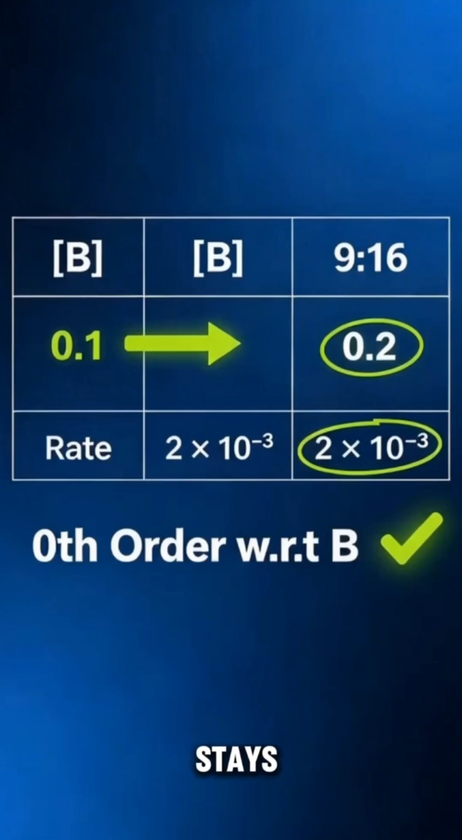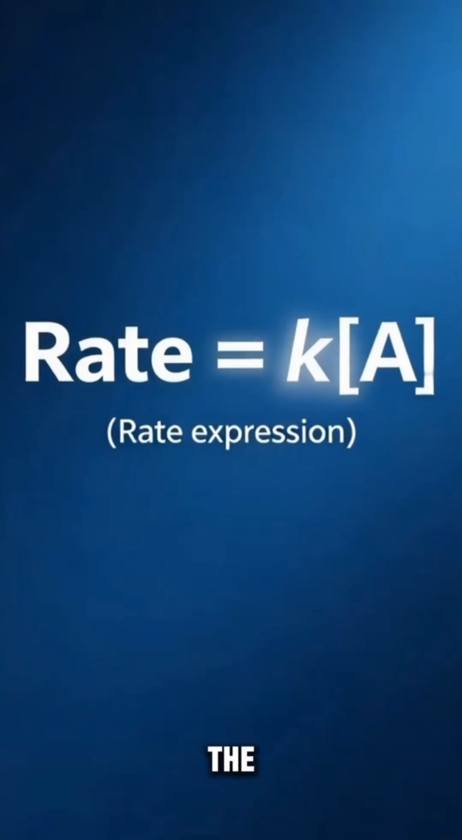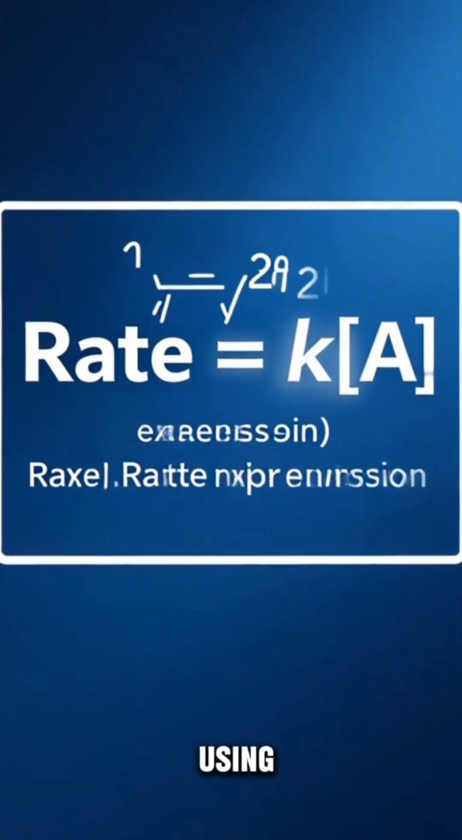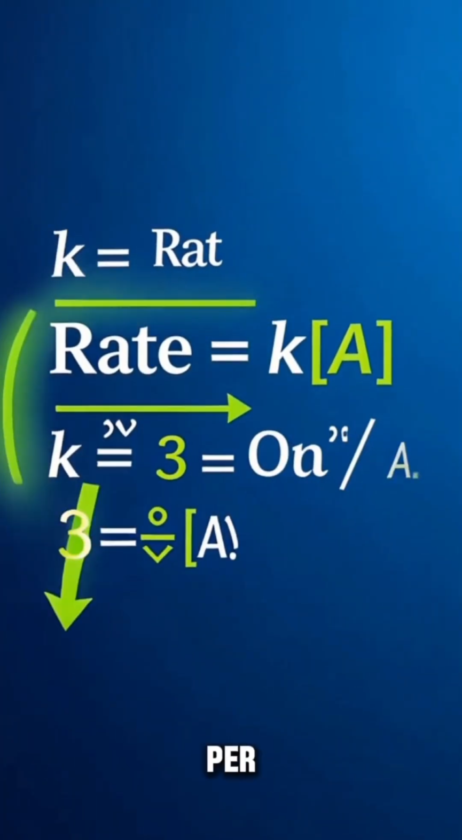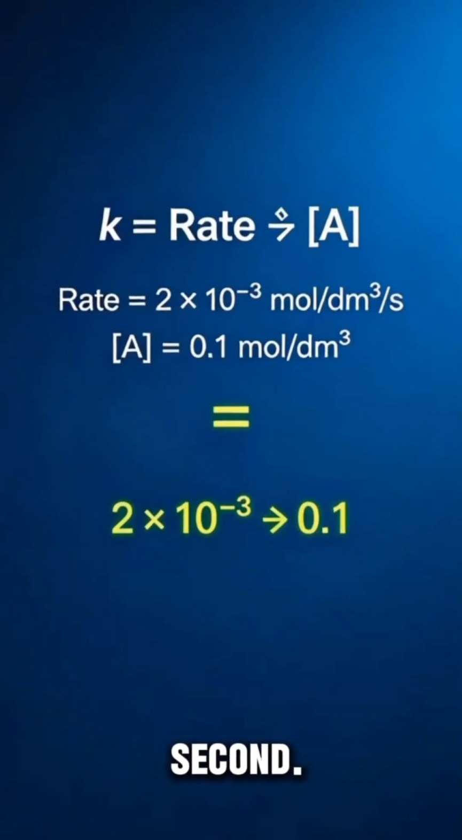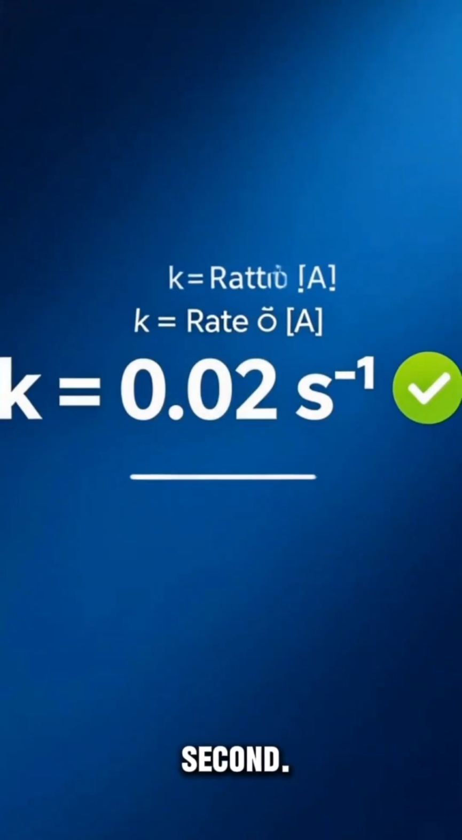Comparing experiments 1 and 3, A is constant, B doubles, but the rate stays the same. So the reaction is zero order with respect to B. The rate expression is rate equals K[A]. Using experiment 1 to calculate K, K equals rate divided by [A], which equals 0.02 per second.